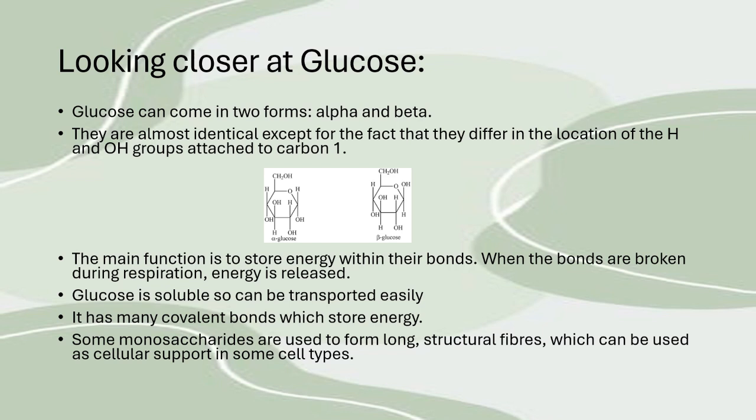So the main function is to store energy within the bonds. When the bonds are broken during respiration, energy is released. So the bonds they are talking about in this case are the covalent bonds. Glucose is soluble, so can be transported easily. It has many covalent bonds which store energy. Some monosaccharides are used to form long structural fibers, which can be used as cellular support in some cell types.